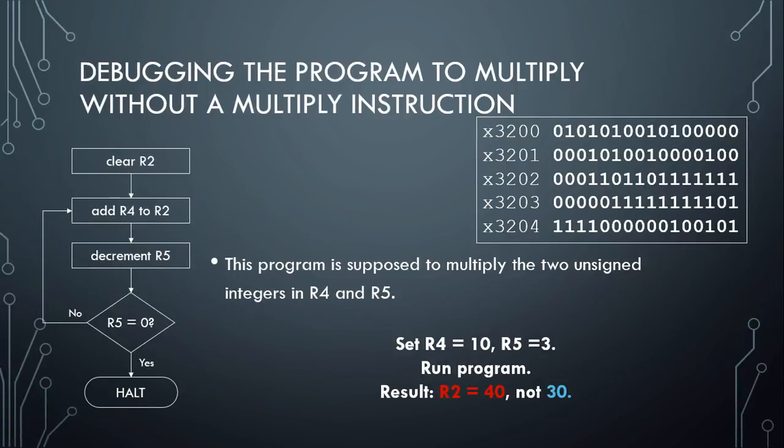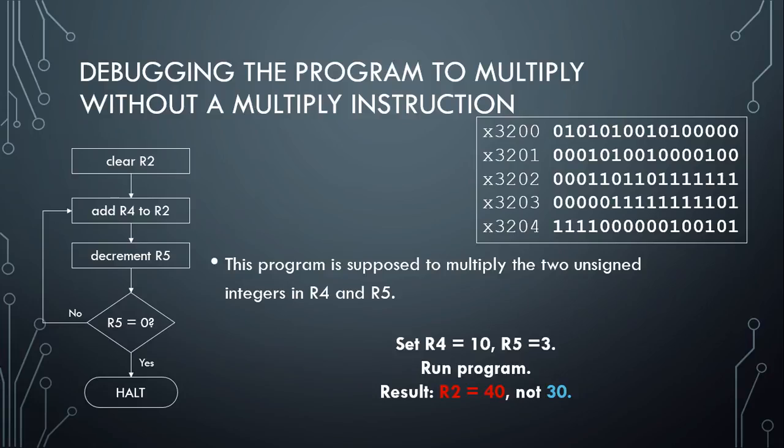The program we have to debug in this case is a multiply, but there's no multiply instruction. Just remember, there's only add and not. So we have to be a little creative. This program is supposed to multiply the two unsigned integers in R4 and R5. Let's set R4 to 10, R5 to 3. If you run the program, you get R2 equal to 40, not 30. When we look at our example, we'll use some different numbers. They're a little simpler, but it's going to have the same thing.